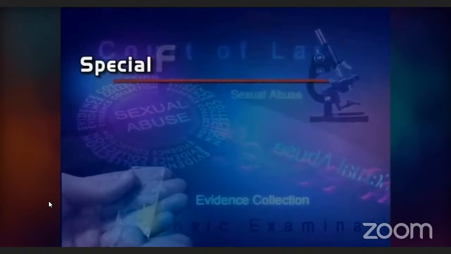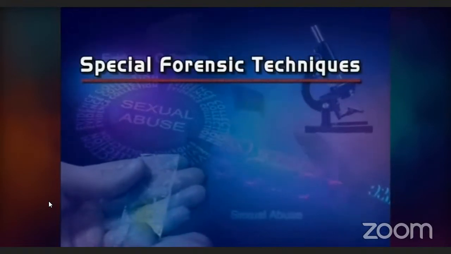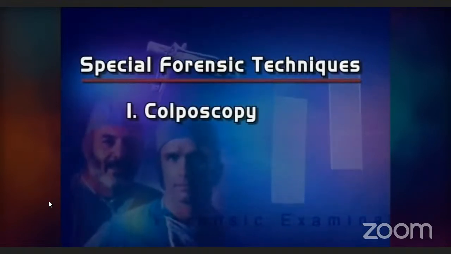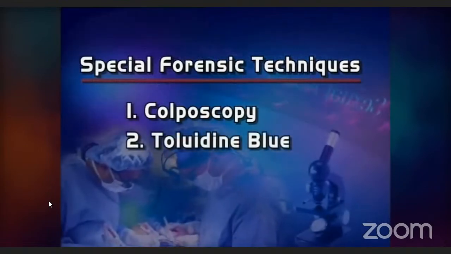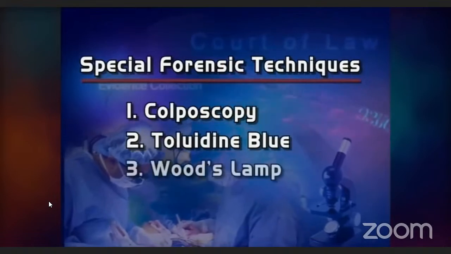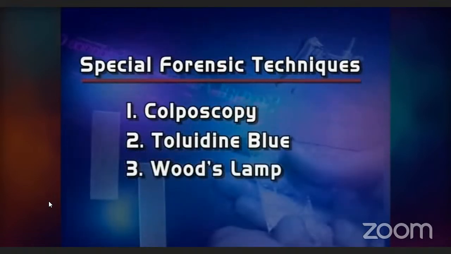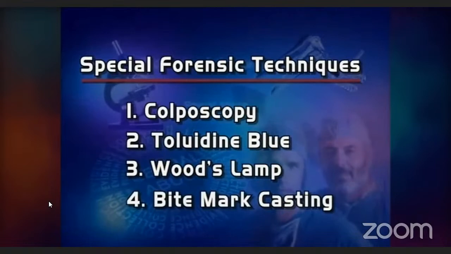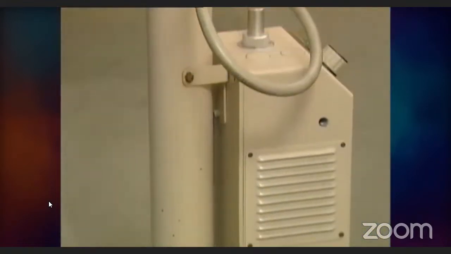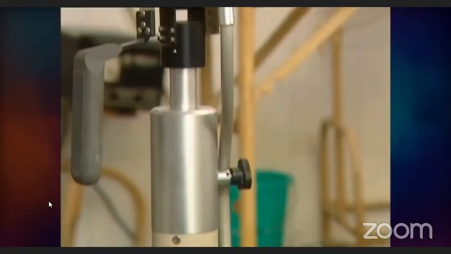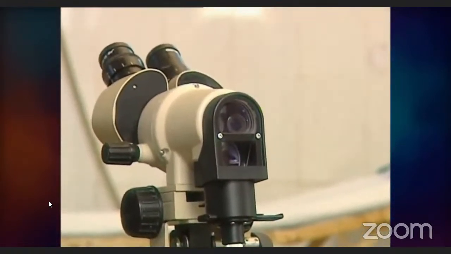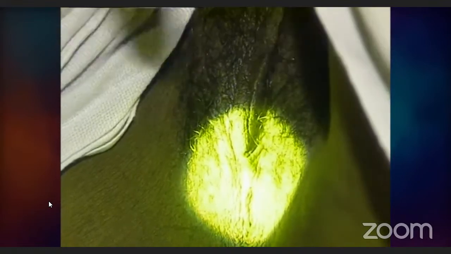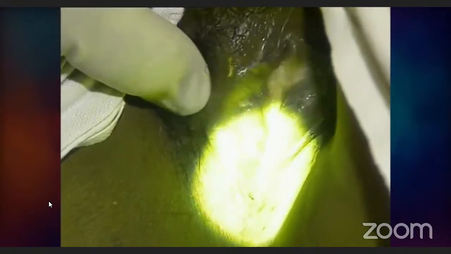In order to enhance evidence collection, it may be necessary to employ one or more special forensic techniques: colposcopy to search for microlacerations, toluidine blue staining to enhance the texture of microtrauma, Wood's lamp examination to enhance the texture of stains on the skin, especially seminal fluid stains, and forensic odontology for bite mark casting. Colposcopy is the examination of the lower genital tract using a binocular microscope. By bringing the skin of the vulva under magnification, it is possible to find microlacerations, which will otherwise be undetected.